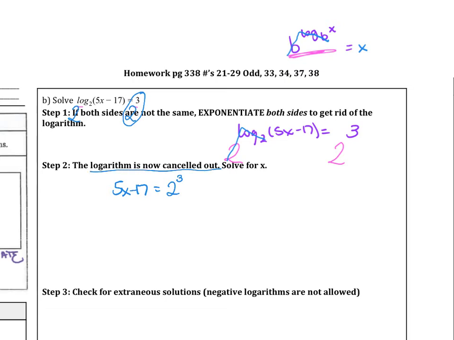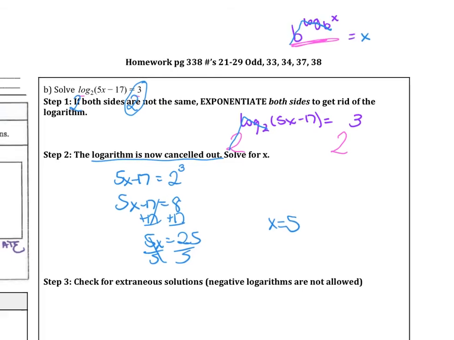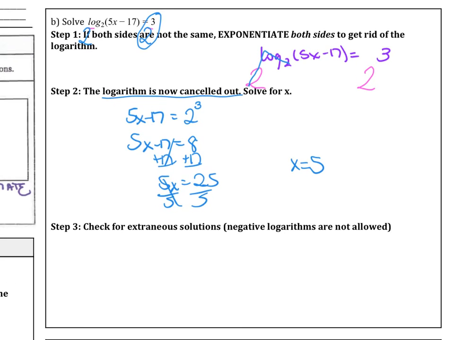See, the log canceled out. So now we have no more logs, so 5x minus 17. 2 cubed is 2 times 2 times 2, which is 8. So add 17 to both sides. We get 5x equals 25. Divide by 5, so x equals 5. We want to make sure that there are no extraneous solutions, no negative logarithms.